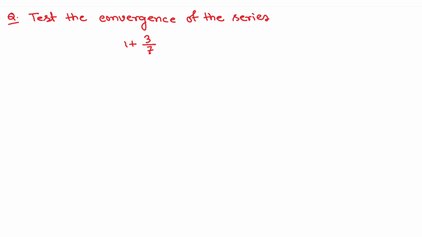Question: test the convergence of the series 1 plus 3 by 7 into x plus 3 into 6 divided by 7 into 10 into x square plus 3 into 6 into 9 divided by 7 into 10 into 13 into x cube plus dot dot dot, and also it is given that x is greater than 0. Okay, so this is the question.